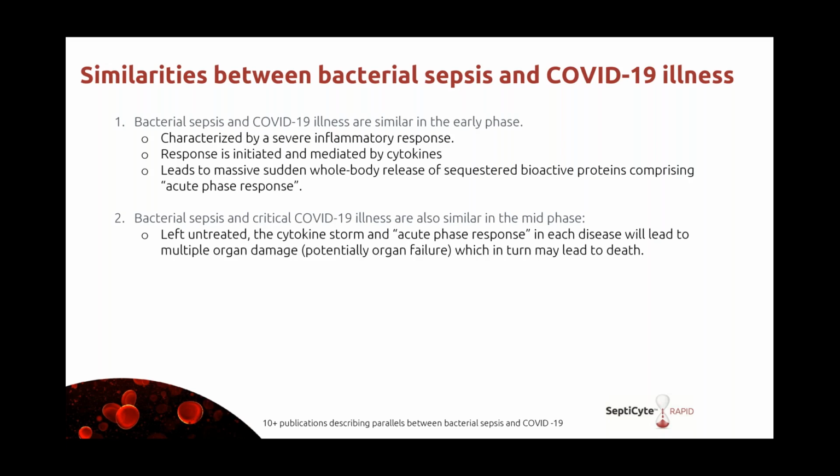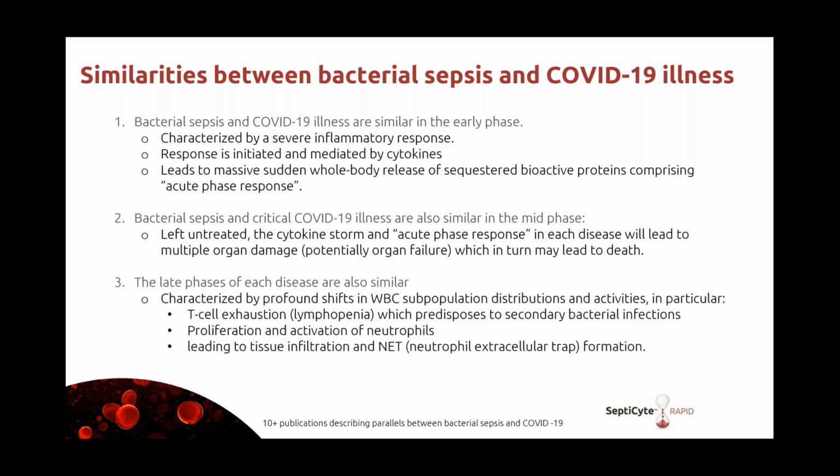There is a mid-phase in bacterial sepsis, and critical COVID illness has a very similar process. This is when the cytokine storm and acute phase response results in multiple organ damage and organ failure. And then the late phase of sepsis is characterized by profound shifts in white cells and T cell exhaustion, which is seen both in COVID and bacterial sepsis.